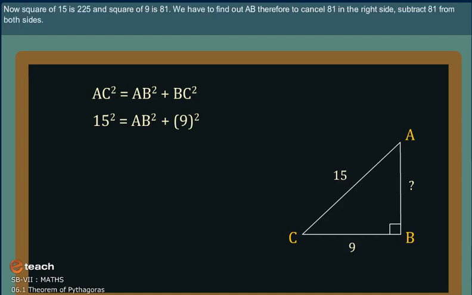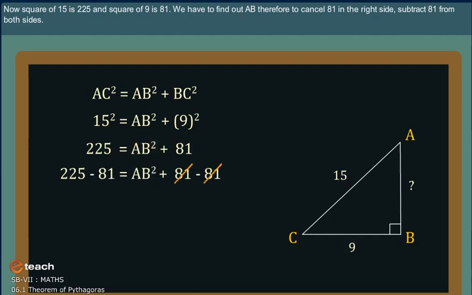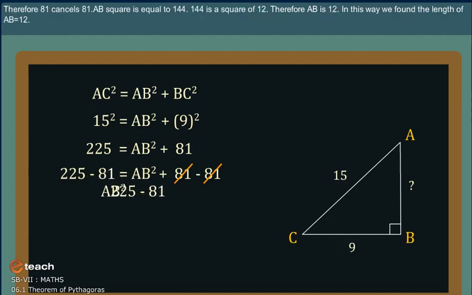Now, square of 15 is 225 and square of 9 is 81. We have to find out AB. Therefore, to cancel 81 in the right side, subtract 81 from both the sides. Therefore, 81 cancels 81. AB square is equal to 144. 144 is a square of 12. Therefore, AB is equal to 12. In this way, we found the length of AB is equal to 12 centimeters.